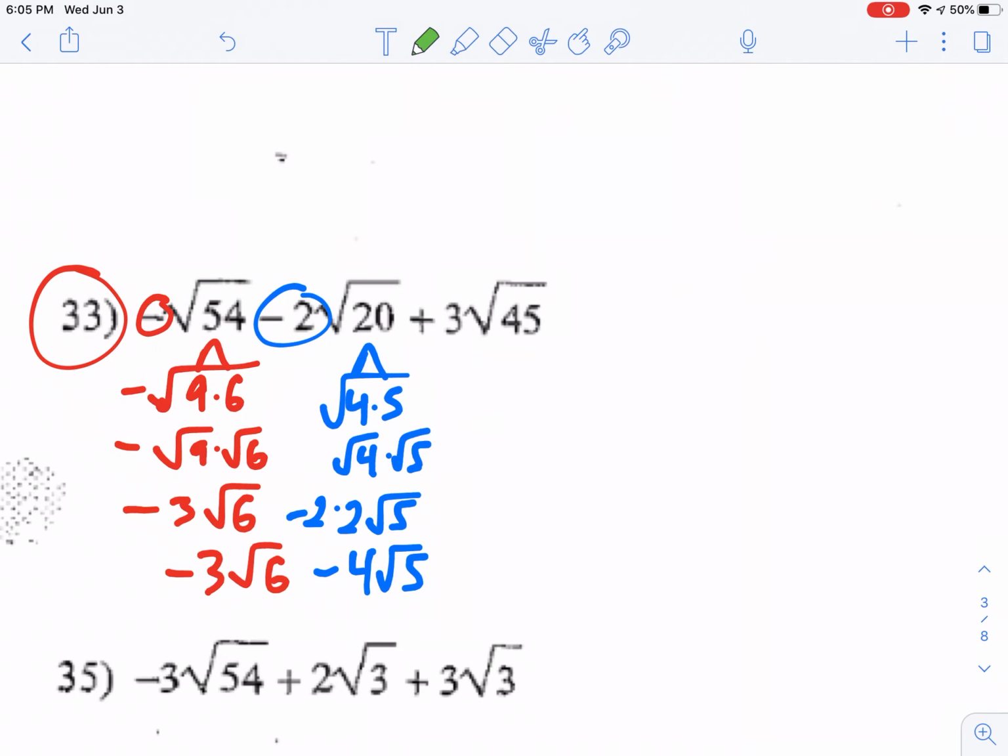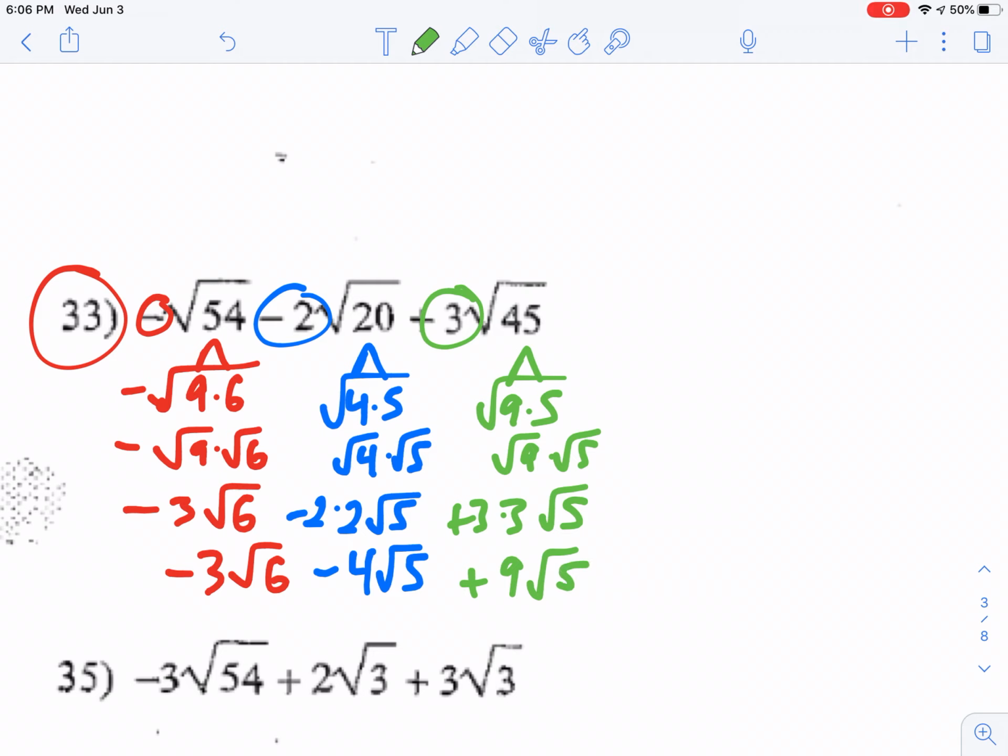And then finally we'll do this last one here. 45 is 9 times 5. Square root of 9 times square root of 5 is going to be 3 root 5. But we have this plus 3. So the 3 on the outside of the radical gets multiplied by the 3 that we got when we simplified the 9. So that becomes plus 9 root 5.